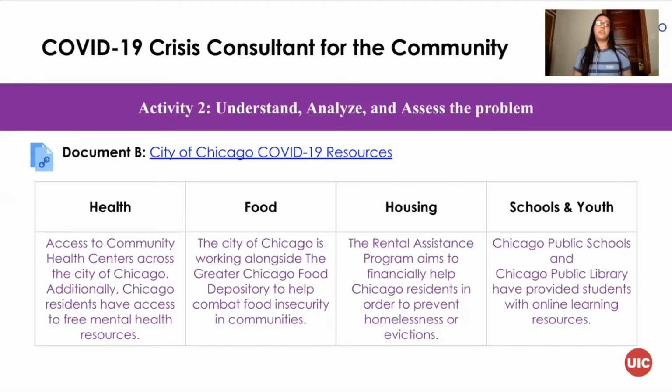Next, moving on to food. They had the link to the Greater Chicago Food Depository, where people can find a local food pantry near their home, and the goal is to help combat food insecurity in communities happening today. And then for housing, they had resources such as the rental assistance program, so people who are struggling to pay their rent or mortgages had help as well. And for the schools and youth category, they included Chicago Public Schools and Chicago Public Libraries online resources that are currently available for students so they could complete any work that they may need during this time. So those are just two of the documents, and now we're going to move on to the last two documents.